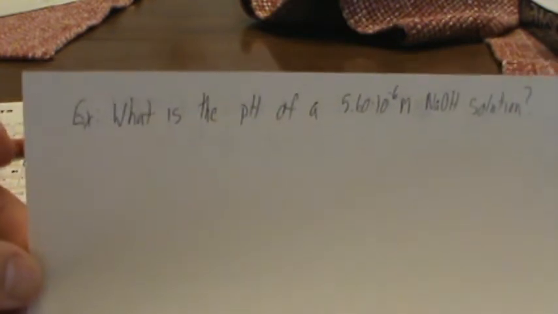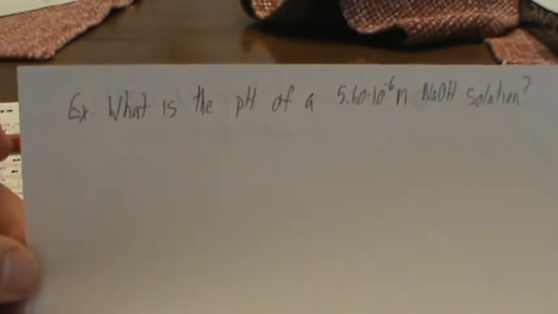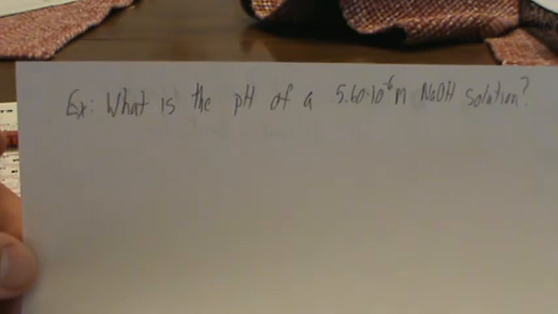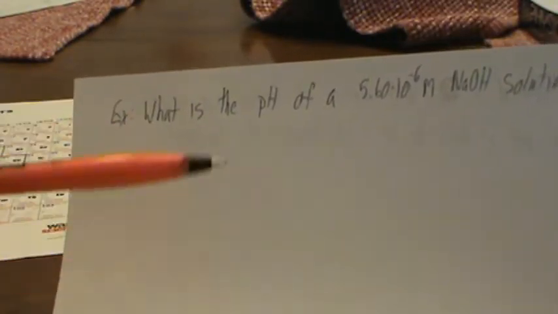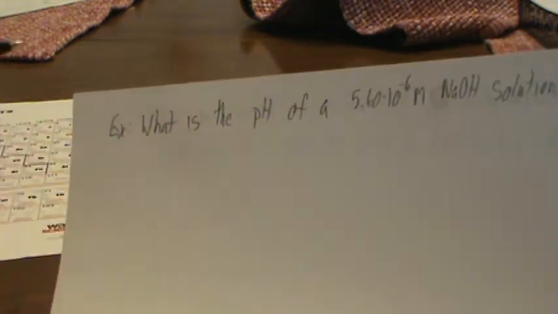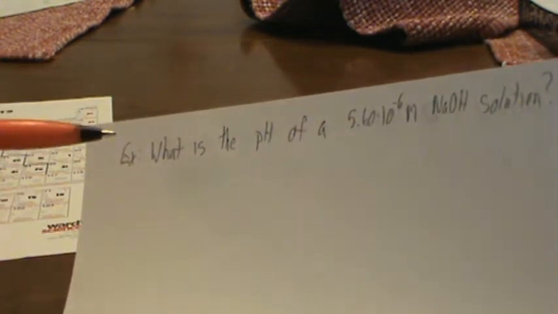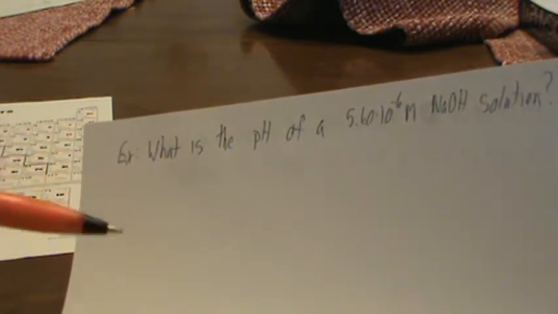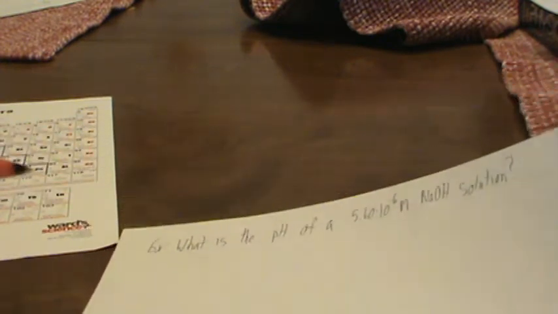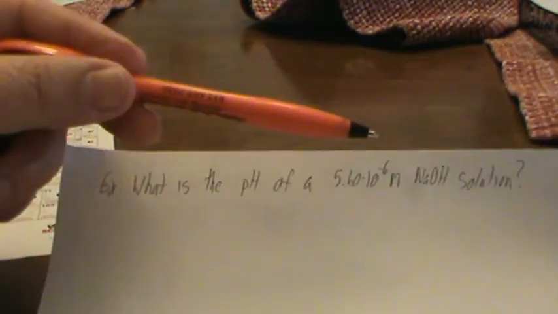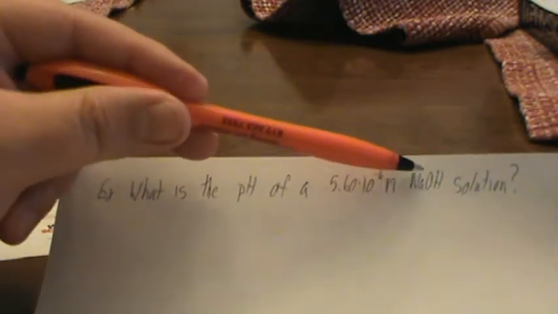So let's kind of look at two examples. Let me zoom out. Okay, so our first example says, what is the pH of a 5.60 times 10 to the negative 6 molar sodium hydroxide solution? Now, in subsequent videos later on this week, we're going to do a couple more examples of this and some other problems. So if you're looking at the assignment and you can't figure it out, just wait. A video will be coming out soon. So with this one, since we're given concentration of a base, how do I know it's a base?